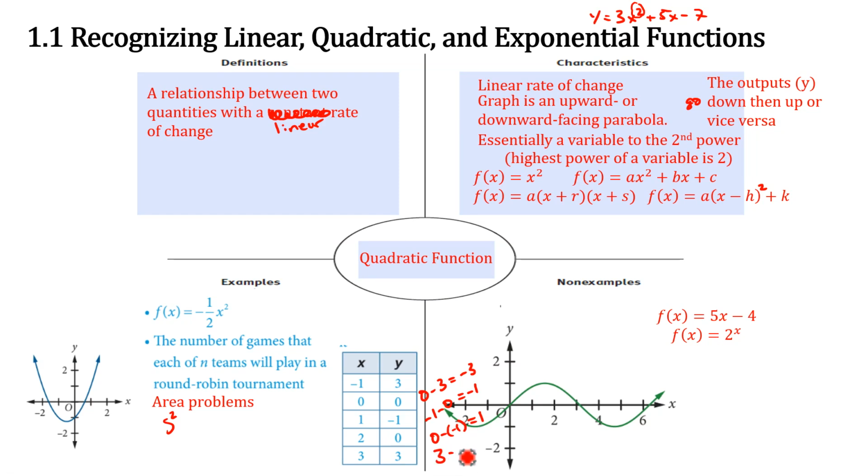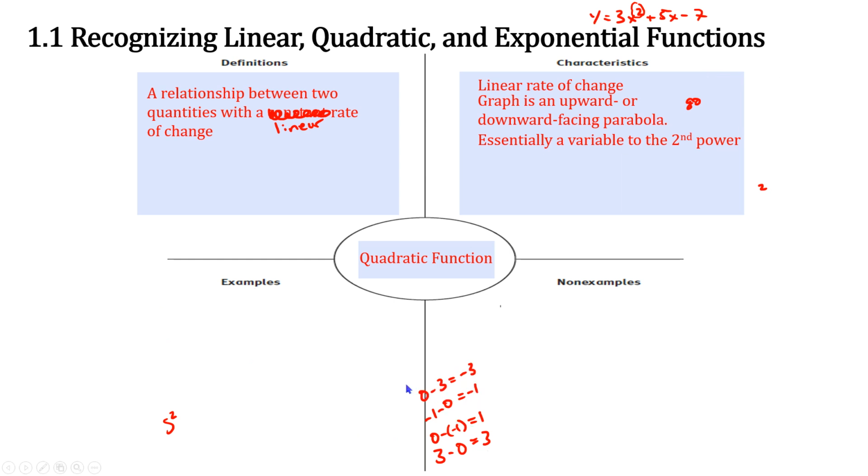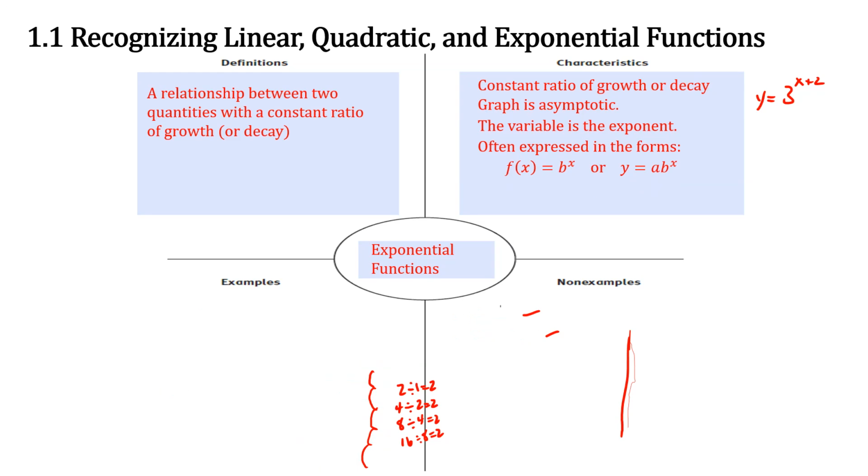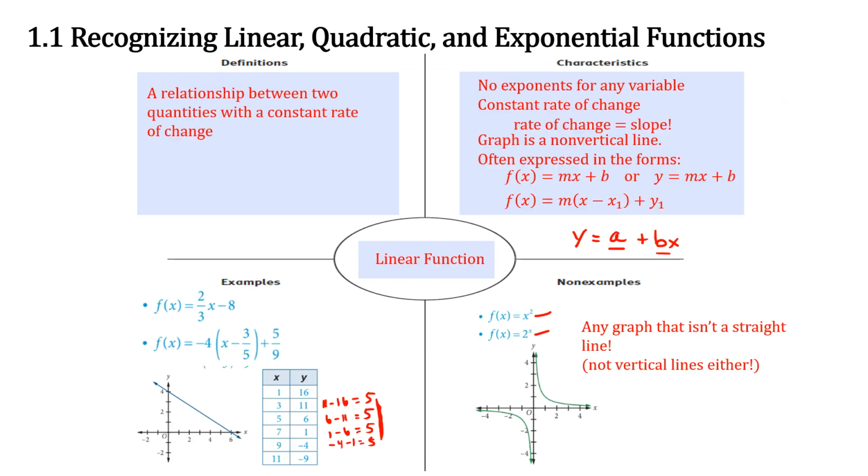3 minus 0 is 3. Okay, why is this linear? This is so weird to say, because the rate of change is linear. What they mean by that, let's go back here. Sorry about this, but it makes a point. Each one of these we added 5. Pretty easy to see.